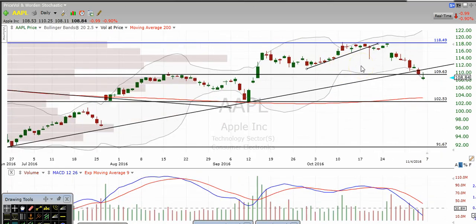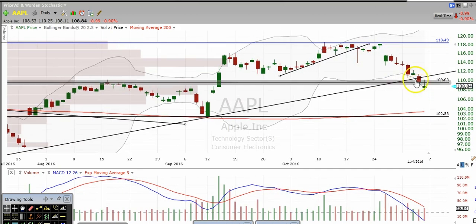But we also liked it for a short once we broke this trend line right here. So that was right here. We liked it for a short. Congratulations if you've been following along and profiting nicely on this short for Apple. So now, where is Apple headed? Well, Apple could be headed lower. I do not really see any signs that a bottom has been met just yet.